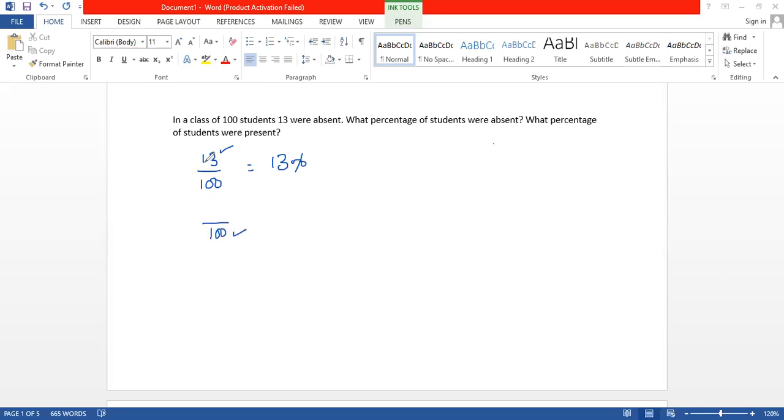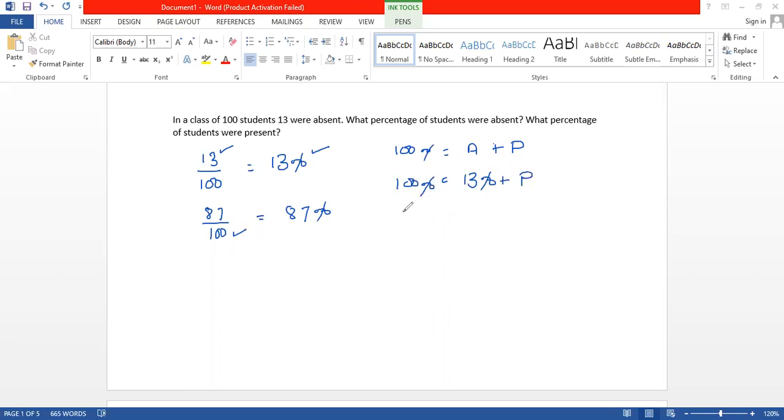And if you're saying that 13 were absent, the number of students that were present would be 100 minus 13, which means 87 are present, which means 87% are present. So whenever you have one number, so over here, basically 100%, the total represents the number of absent plus the present students. And we're saying that the absent students are 13%. So what are the number of present students?